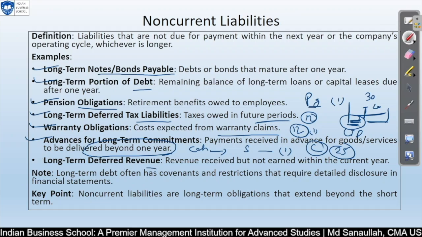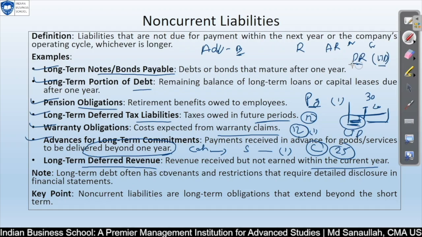Long-term deferred revenue: deferred revenue is simply revenue received but not earned. The point here is you have generated the bill in advance but you have not delivered the service. Revenue received but not earned within the current year, you are going to recognize after 1 year. Basically we are debiting the AR account and crediting deferred revenue in the long-term liability section.